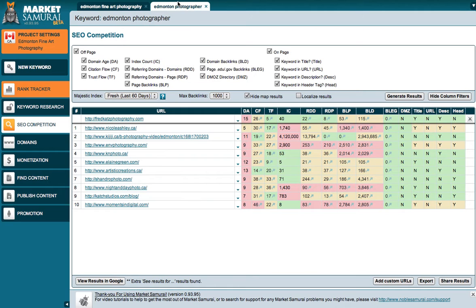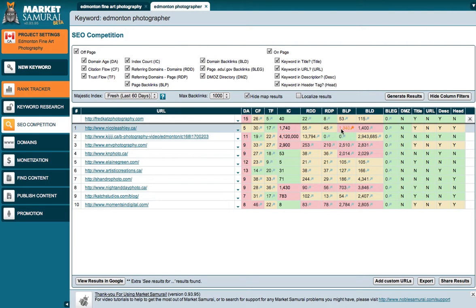This tool just gives us an idea of the competitiveness of other people that are on page one. If you take a look at these here, number 1 to 10, here's the one that we were talking about, the Chandra photo. The red means that that's very competitive. Orange means just a little bit less competitive. Green means that there's a big gaping hole where people can slide in fairly easily to the rankings. This is for Edmonton for Photographer.